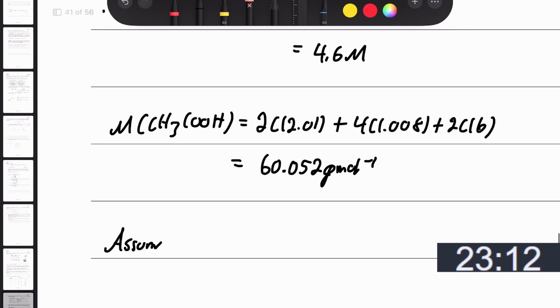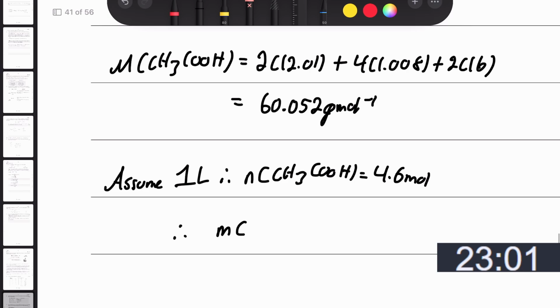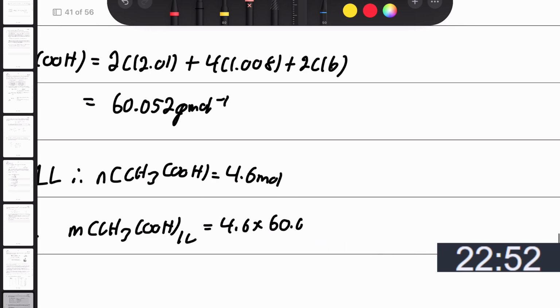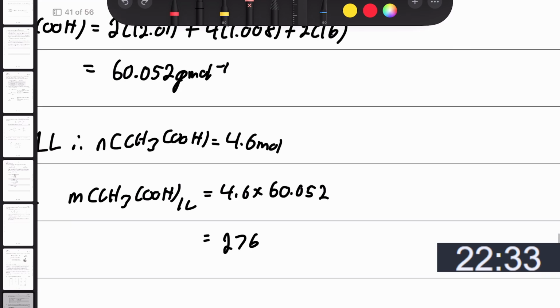Then assume 1 liter, therefore the number of moles of CH3COOH is going to be equal to 4.6 moles. Therefore the mass of CH3COOH in 1 liter is equal to 4.6 times 60.052. Oh my god, calculation error, so 276.24. Let's say 276 grams.